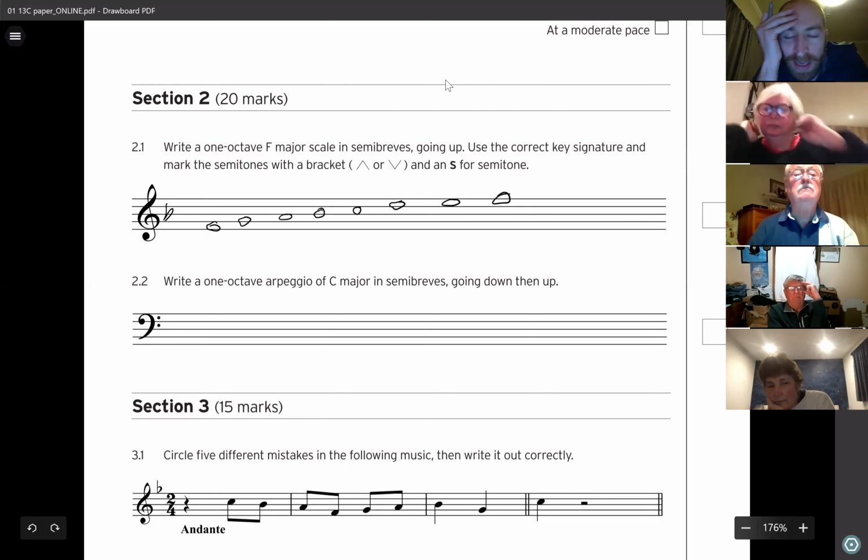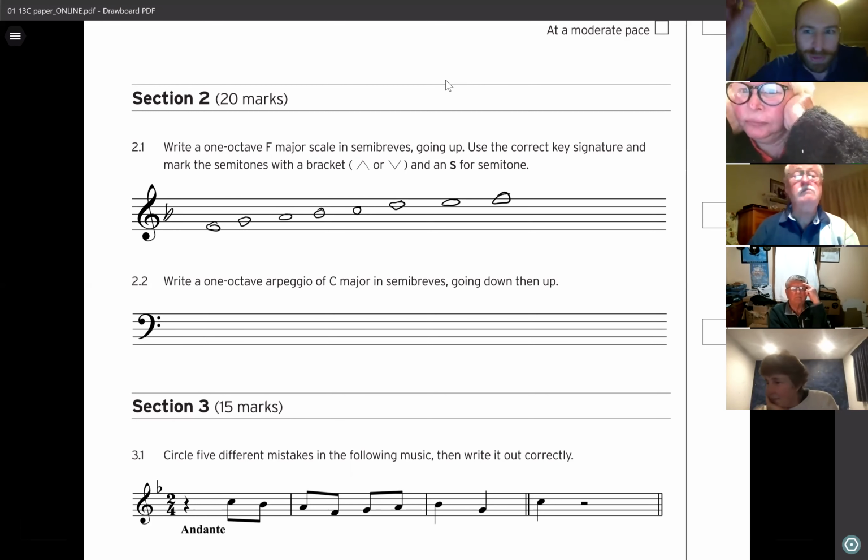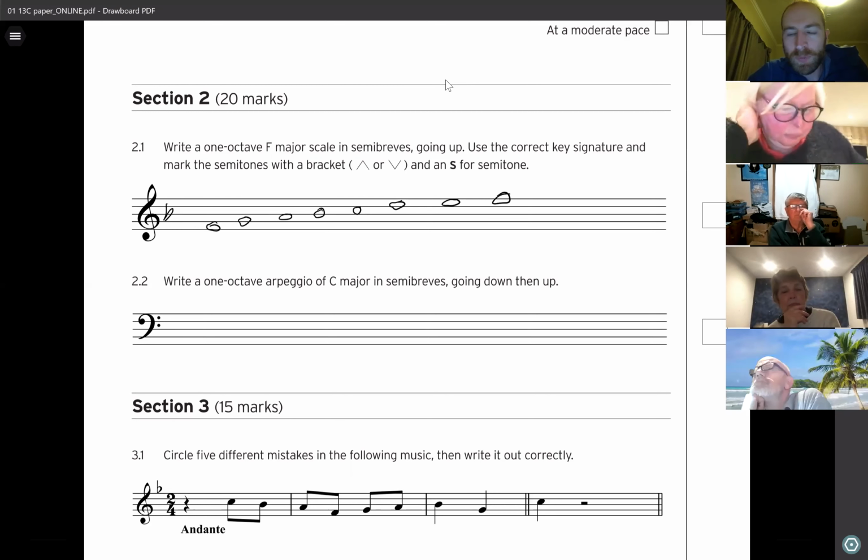I don't need to worry about my bad, terrible writing, but I'm just doing it with my electronic pen. Must be very hard. Okay, so we've written our scale, starting on F, ending on F. We've used our correct key signature. Now we know what we need to do is mark the semitones.